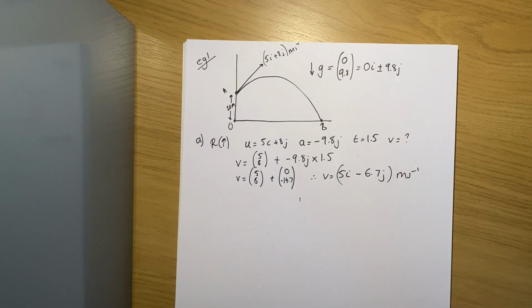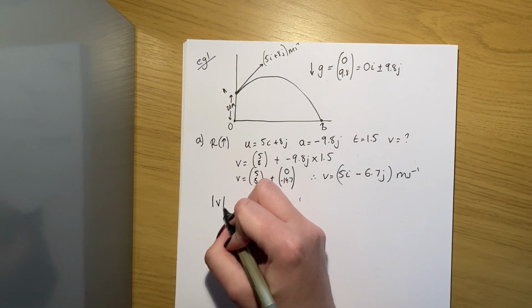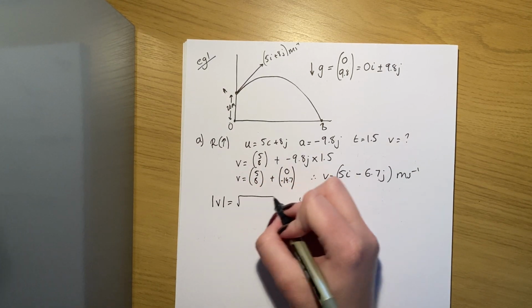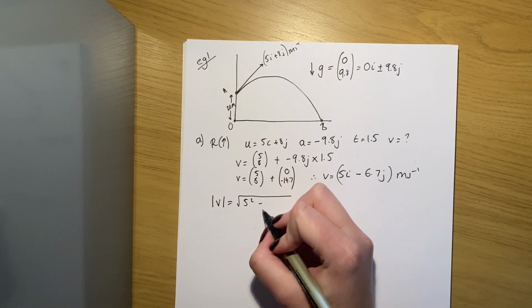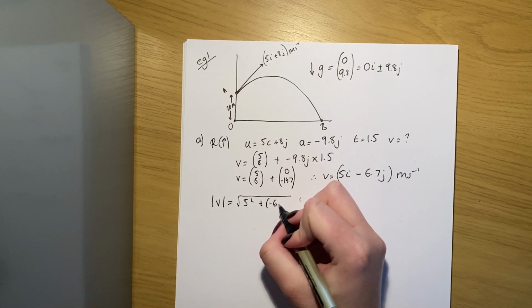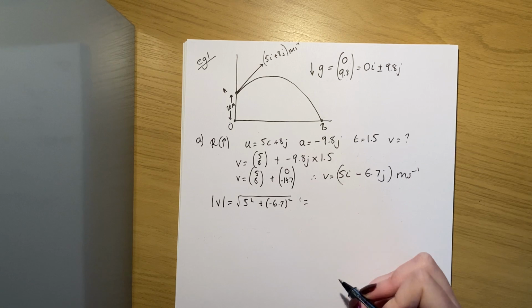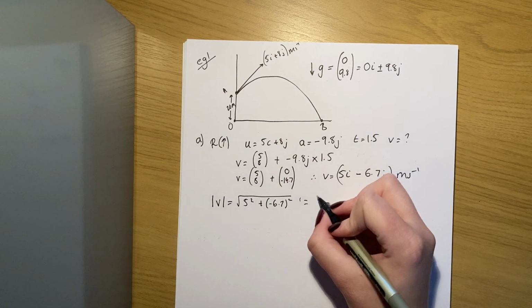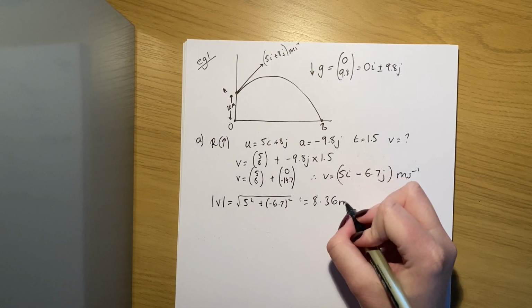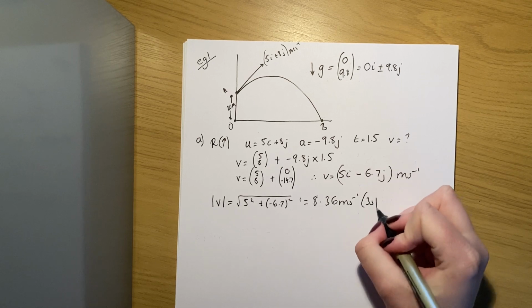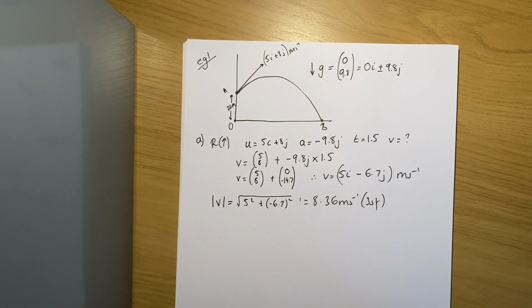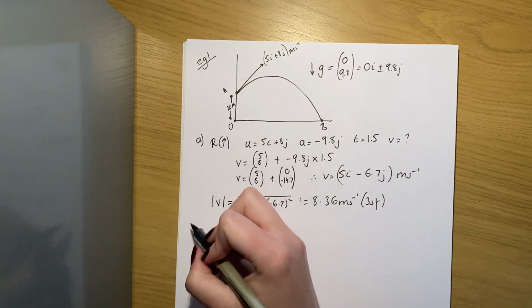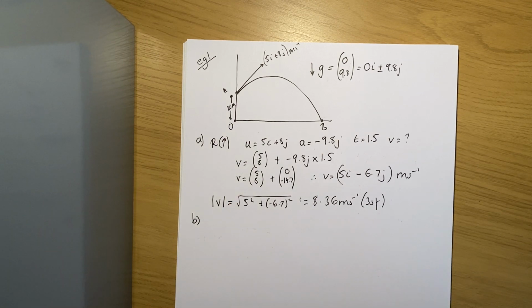We need to find the speed, so we need the magnitude of the velocity. So square root of 5 squared plus negative 6.7 squared, which is 8.36 meters per second to 3 significant figures. So far it's mostly using vector knowledge, really, and just interpreting this in terms of vectors rather than resolving horizontally and vertically.